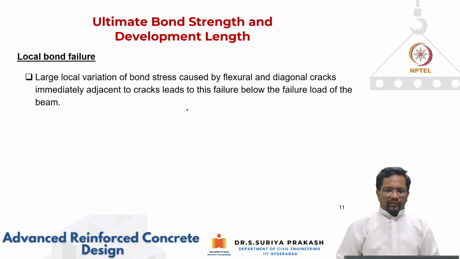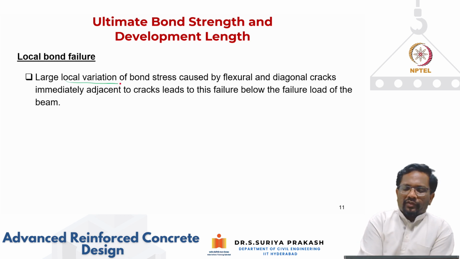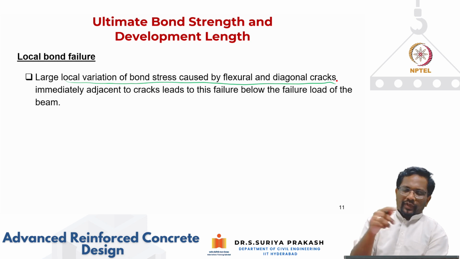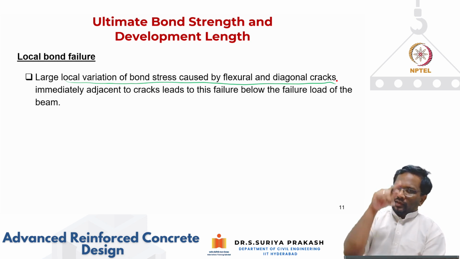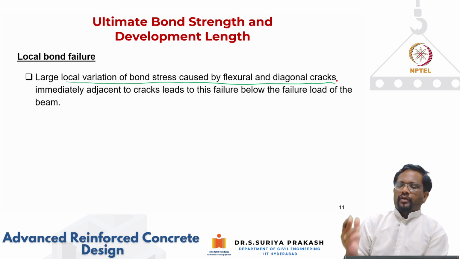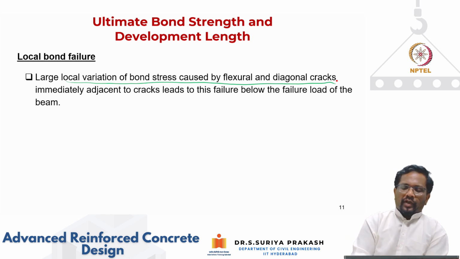Now, local bond failure. As we have seen, there are bond stresses, and there is going to be a large local variation of bond stress that can be caused by flexural and diagonal cracks very close to each other. We have seen that the bond stress will be maximum just adjacent to the crack. So when you have a significant amount of flexural and diagonal cracking, you will have a large variation in your bond stress immediately adjacent to cracks, and then it can create a local bond failure.